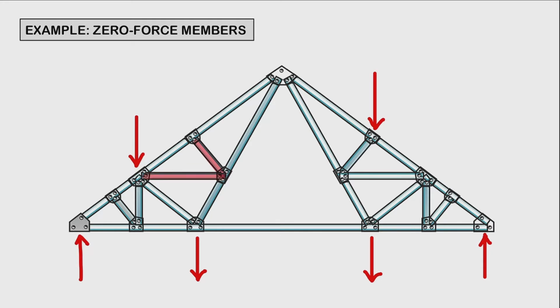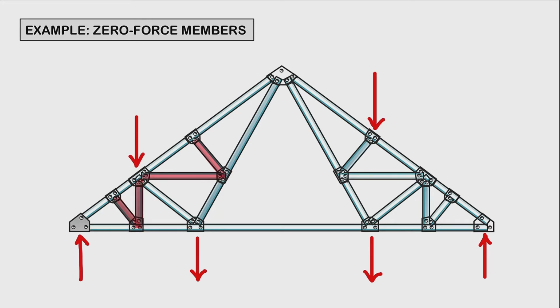What else? At this joint, no external loads, no support reaction, two collinear members. The third one is going to be a zero force member. What else? At this joint, two collinear members, no applied loads, no support reaction. Therefore, this member will also be a zero force member.